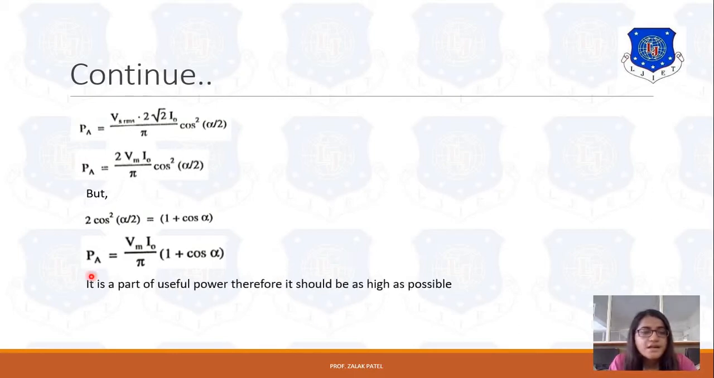So now, as I discussed, this is the active power, meaning useful power, and therefore its value should be as high as possible. Ideally it is 1, meaning 100% active power is preferable, but practically it is not possible to get 100% power.